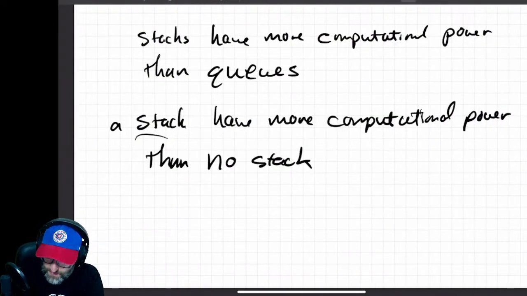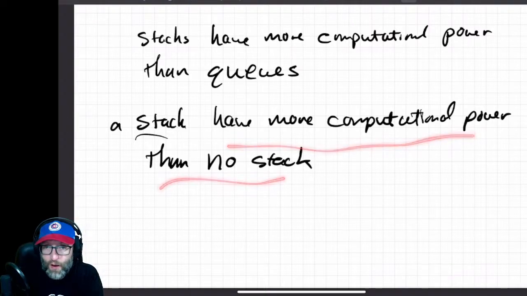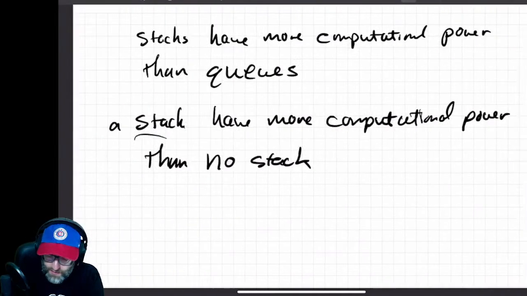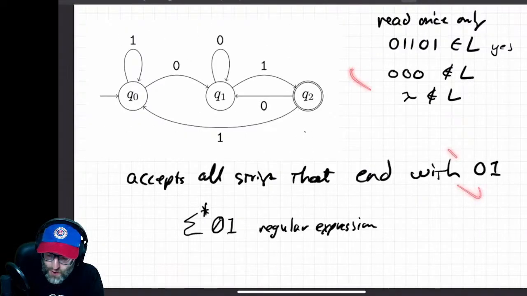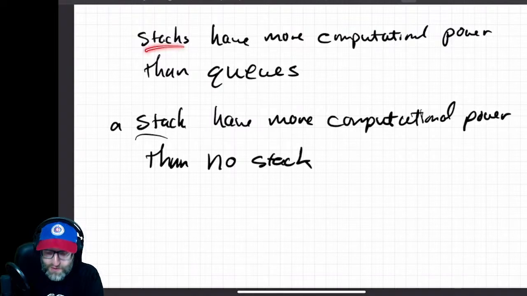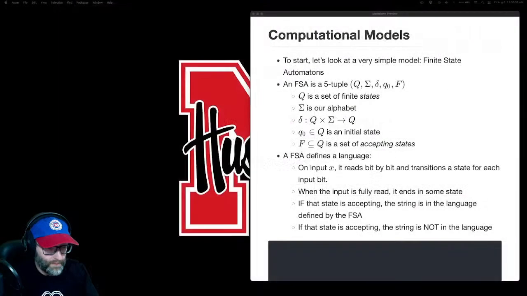A stack has more computational power than no stack, because here's one language that you can decide with a finite state automaton with a stack that you could not solve with a finite state automaton without a stack. Right? And if you have 2 stacks or you have a queue, you're even more powerful. In fact, you're as powerful as what's called a Turing machine at that point, which is the next thing we're going to look at.